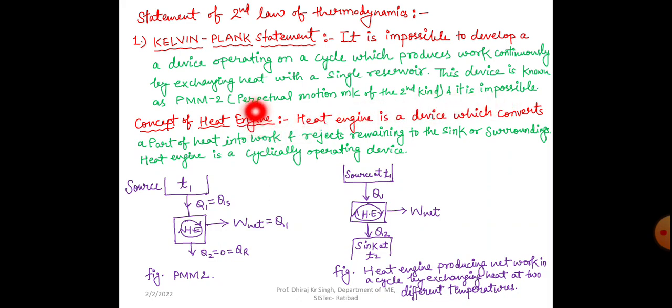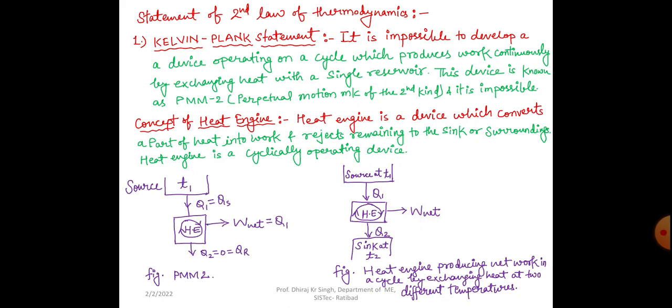So from this statement we have got the concept of the heat engine, and we all know a heat engine is a device which converts a part of heat into work and rejects the remaining to the sink or surrounding. So the heat engine is a cyclically operated device. Here we can see this is our heat engine, right? From the source we are getting Q1 heat, and from the heat engine we are rejecting Q2 heat to the sink, and with the help of this heat transfer we are getting W net. W net is our net work.